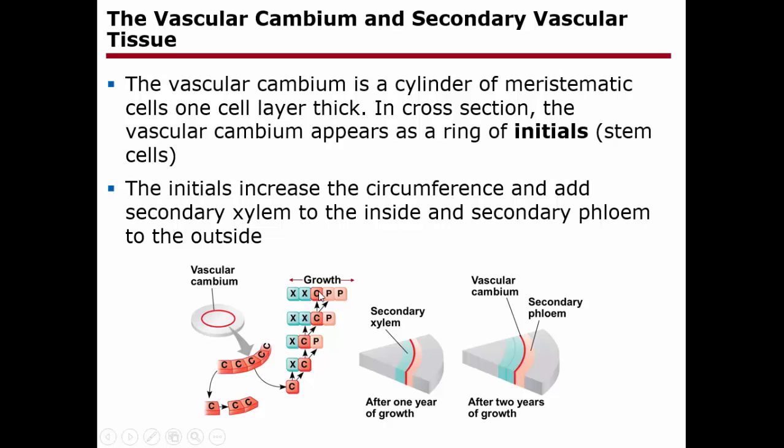So this vascular cambium adds the X or xylem cells to the inside. At the same time, it's adding the phloem cells to the outside. The layers of xylem are much thicker than the layers of phloem that are added each year. And it's the xylem that's responsible for these distinguishable growth rings that can be counted to age a tree.